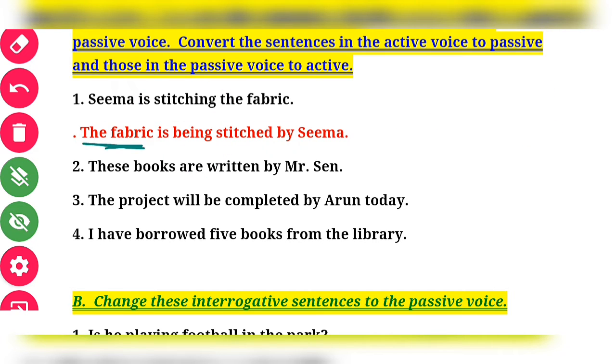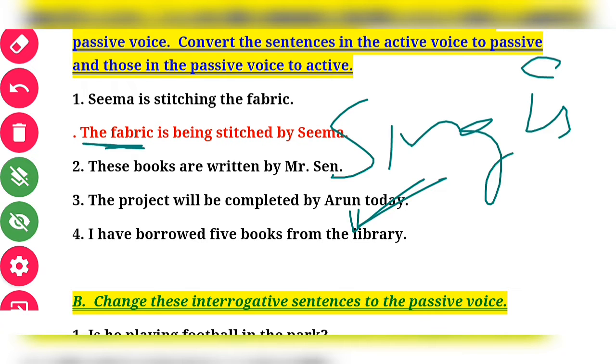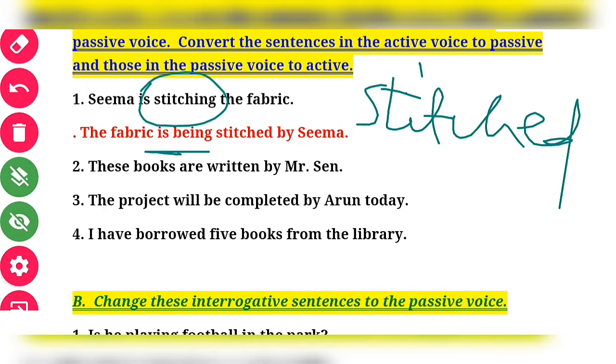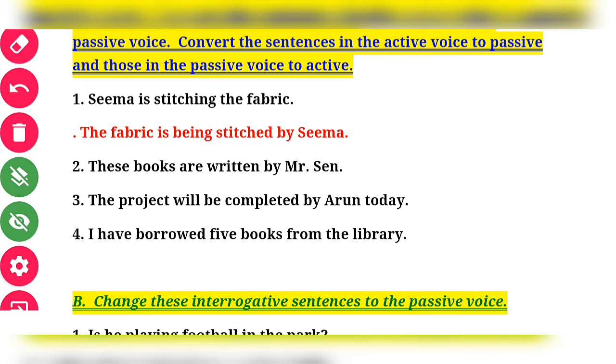Now, is the subject singular or plural? Check. The fabric is a singular subject, so that is why is is to be used. So the fabric is being stitch. Now the third form of the verb stitch will be stitched. Okay, so the fabric is stitched by Seema. Now you will see that the subject comes in the place of the object and the object comes in the place of the subject while making passive voice.